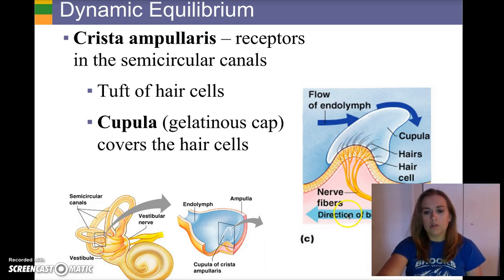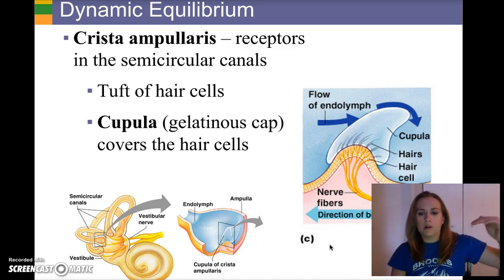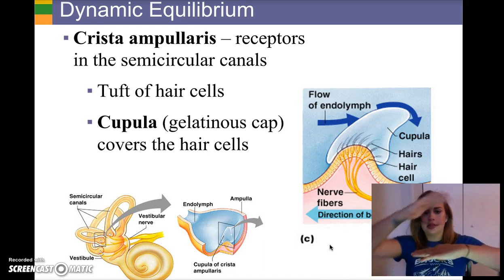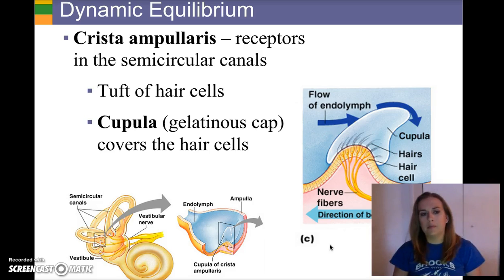Now, let's say you walk this way. As you're walking, the endolymph inside the semicircular canals is going to flow backwards. It's going to push on the cupula. That is again going to bend the hair cells, and that is going to send a signal through the nerve fibers. Whichever way you are walking, the force of the endolymph is going to push the cupula in the opposite direction.